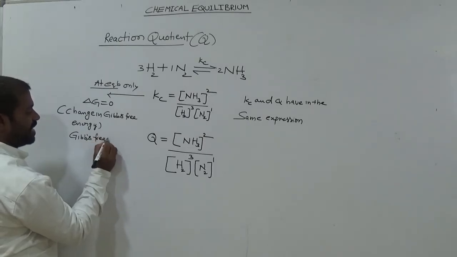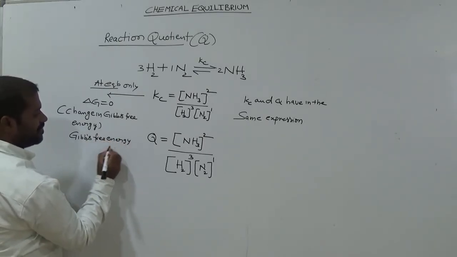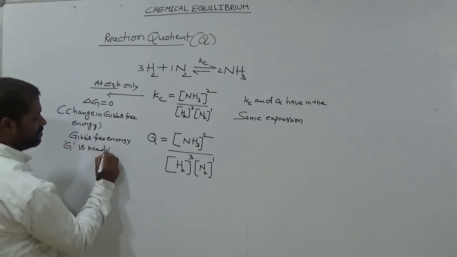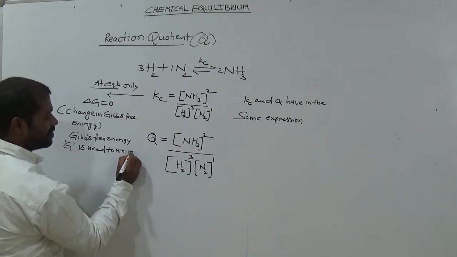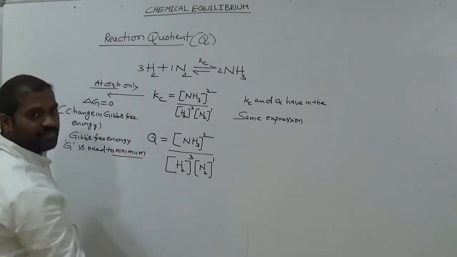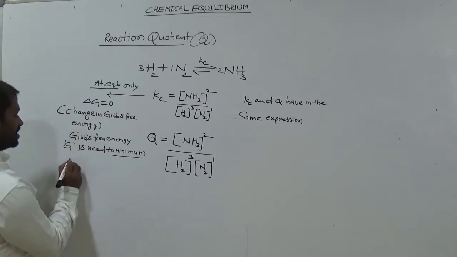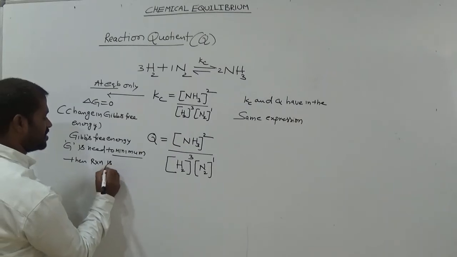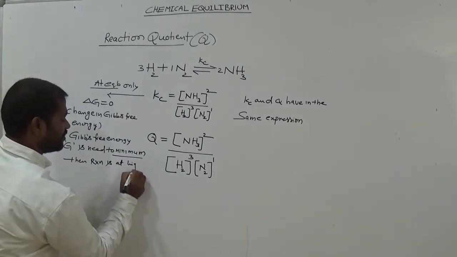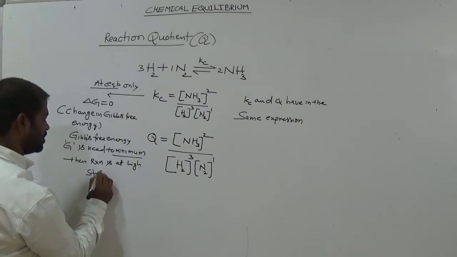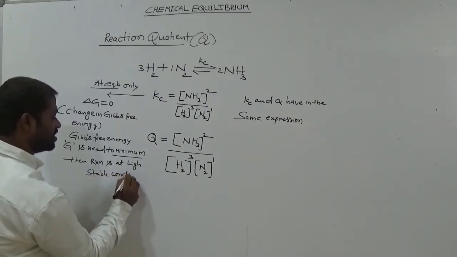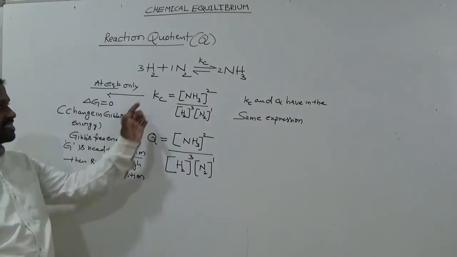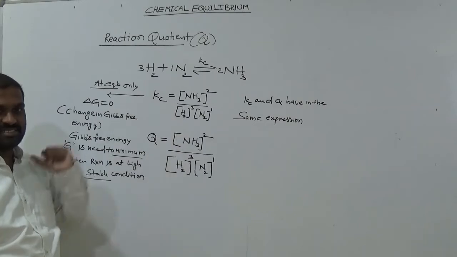Gibbs free energy G needs to be minimum, okay. Then the reaction is at a highly stable condition simply. So in the case of equilibrium, the expression is like this, am I right?